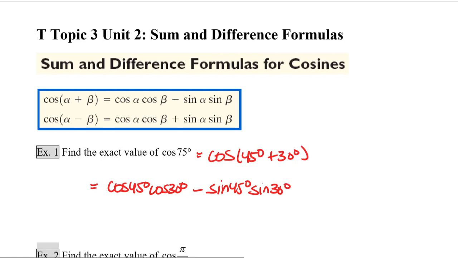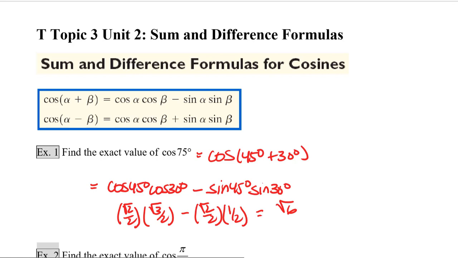sine 30. Now I'll substitute those values in from my unit circle. Cosine of 45 is root 2 over 2. The cosine of 30 is the square root of 3 over 2. The sine of 45 is root 2 over 2, and sine of 30 is 1/2. And then I'll just simplify. Square root of 2 times the square root of 3 is the square root of 6 minus the square root of 2 over my common denominator of 4.